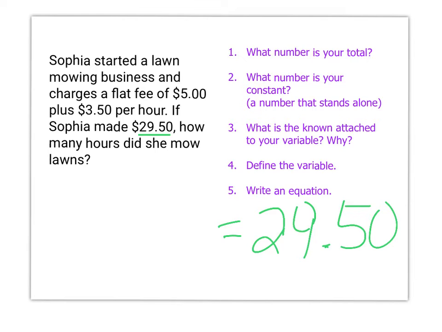Step 2, what number was the constant? So what would we be adding or subtracting by? So our constant, the number that stands alone, would be the flat fee of $5. So she charges a flat fee of $5.